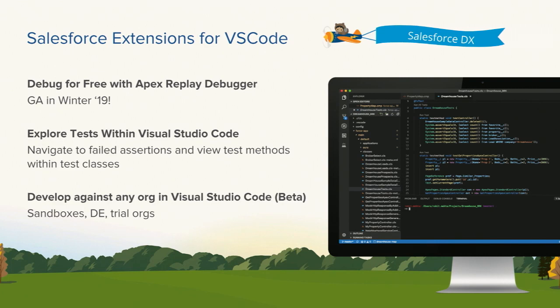And lastly, we have brought org-based development to all our new tooling, such as the Salesforce CLI and the VS Code extensions. This means that you can use Visual Studio Code for developing against any org, not just Scratch orgs, but also sandboxes, DE orgs, and trial orgs. If you use the Force.com IDE plugin, there is absolutely no work for you to transition over to the VS Code extension. Let me show you how this works in action.